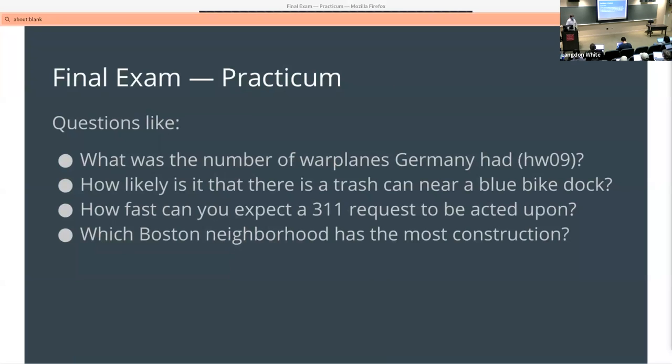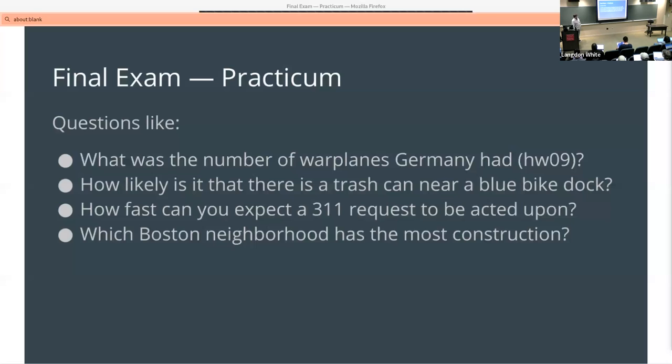All right. And just to give you a sense of what the Jupyter Notebook portion would be like, here are some examples. Like in homework 9, calculating the number of warplanes that Germany has. We're not up to homework 9 yet, are we? So it'll be a surprise for later.